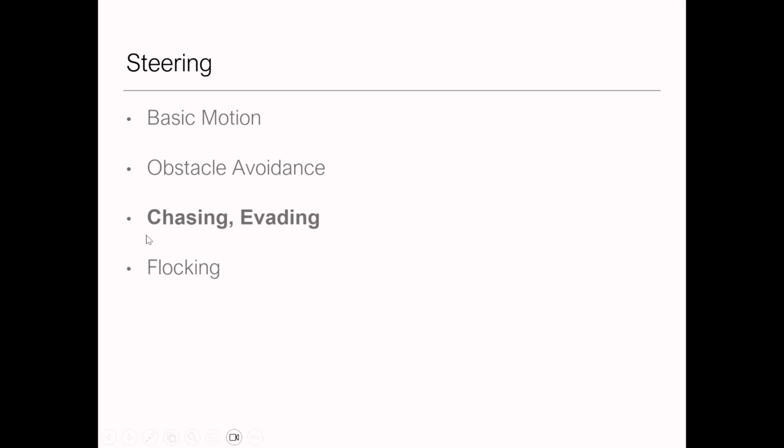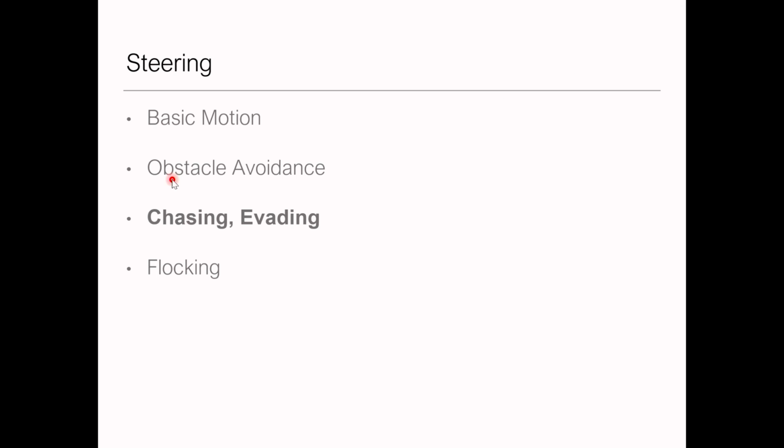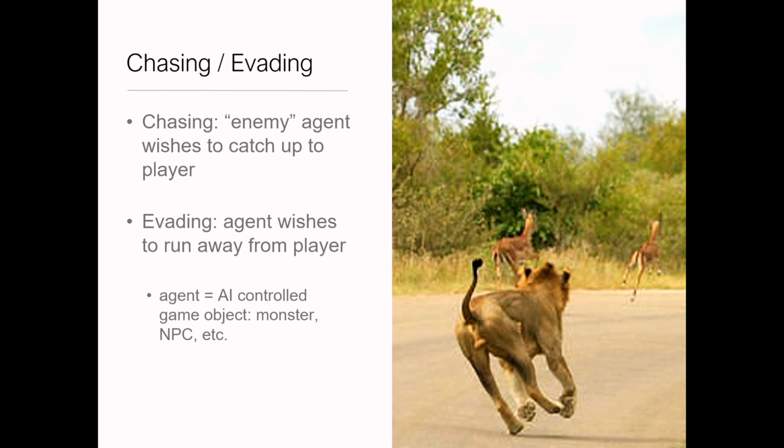And so today we're going to talk about chasing and evading. So motions that are a little bit more complicated than simply moving to a point or moving along a straight line. In the next lecture, we'll also talk about flocking, and the lecture after that we'll talk about obstacle avoidance. All right, so chasing and evading are the two types of motions we want to talk about today.